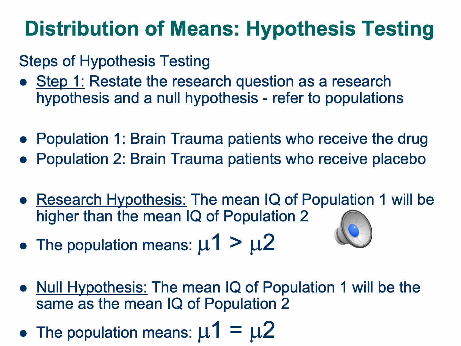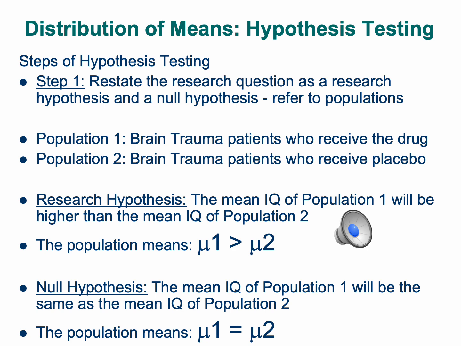So the first thing you want to do is restate the research question as a research hypothesis and a null hypothesis, and refer to populations. So that's the most important thing about this, I think, is that now you're going to refer to populations because you're going to be sampling later from populations. Okay, so population 1, for the example of brain trauma, population 1 are brain trauma patients who receive my new drug. Population 2 are brain trauma patients who receive a placebo. They don't get my new drug. They represent a control condition.